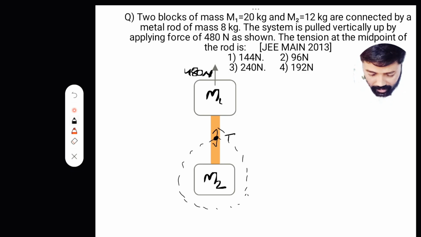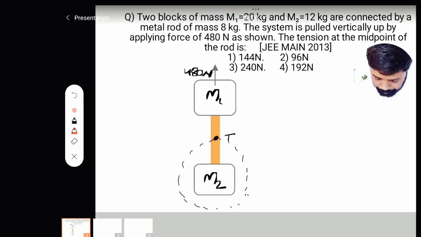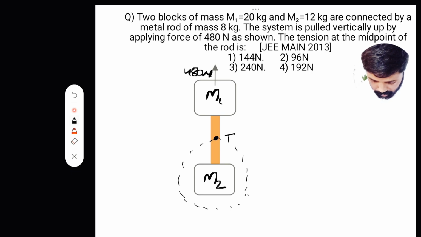Now see here, free body diagram means we need to isolate the given system. This portion I am isolating. Let me solve it as quickly as possible. Now total mass for this portion: M2 is 12 kg, and this half of the rod is there. The total rod is 8 kg, so half will be 4. So 12 plus 4 is 16, so 16 into acceleration due to gravity, 16g, is acting downward.